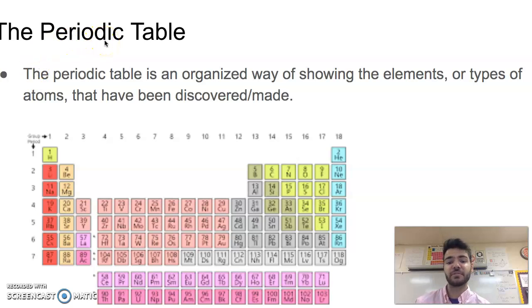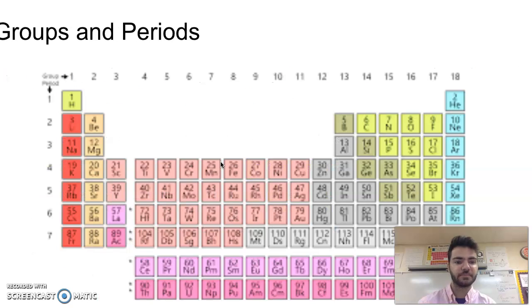The periodic table is just an organized way of showing the elements, or types of atoms, that have been discovered or made. Like we talked about, there are 118 of them in the periodic table. It's just a table that shows us the different types of atoms, different types of elements that have been made. And this is actually a really organized way of putting these elements. We're not going to get into that in this video. We don't want to make it too complicated just yet. But just know that there is a pattern that this table follows that organizes the elements in a real nice way for us. But that's all the periodic table does. It just shows us the different atoms, different elements that have been discovered in an organized way.